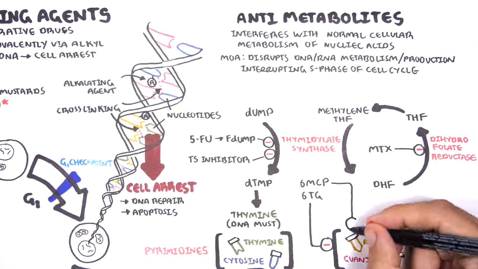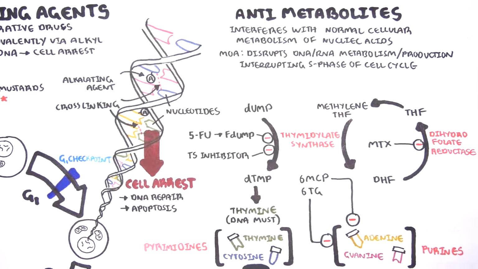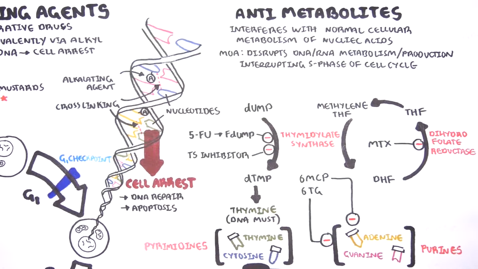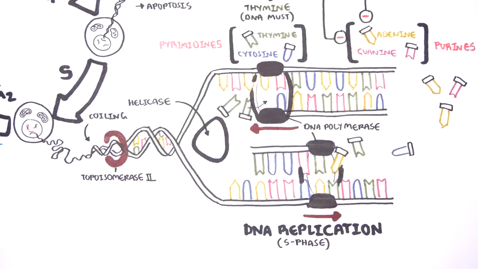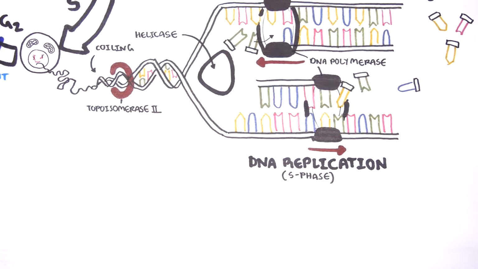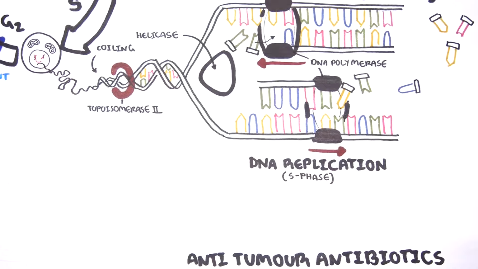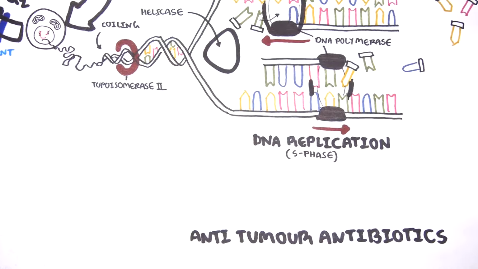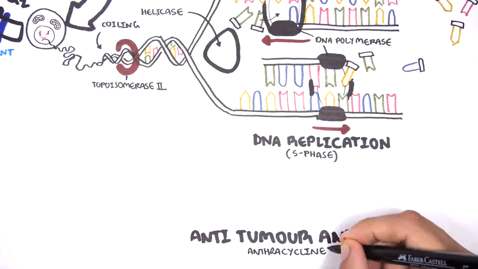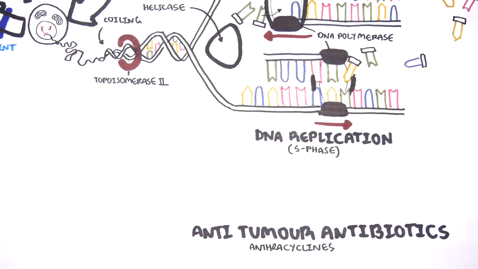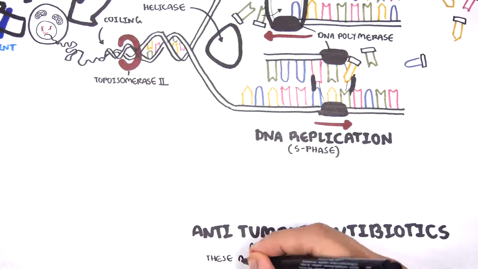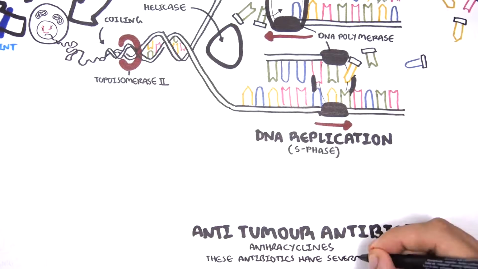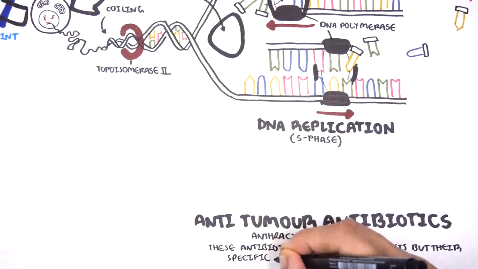In summary, anti-metabolites work by disrupting DNA and RNA metabolism and production, and thus it will disrupt cancer cells from progressing through the cell cycle. The next class are anti-tumor antibiotics. Main ones include a group called anthracyclines. These antibiotics have several mechanisms of action, but their specific mechanism of action is unclear.